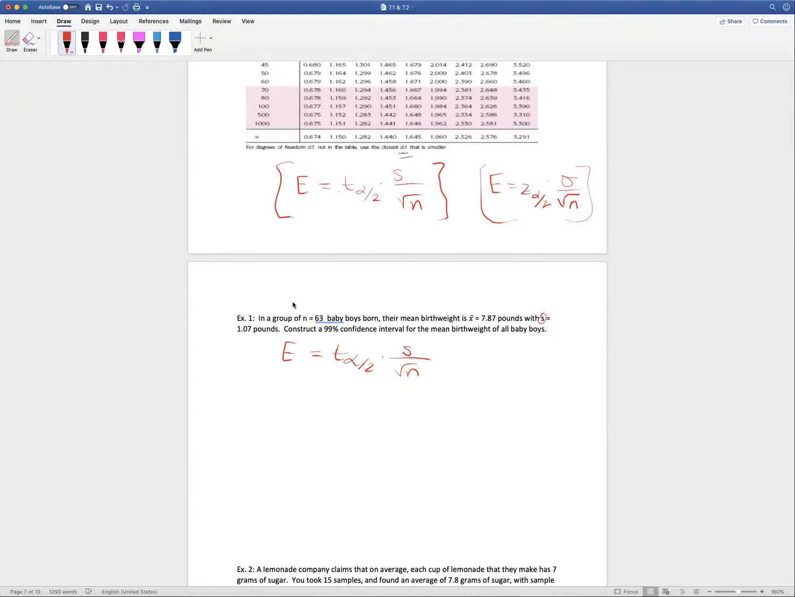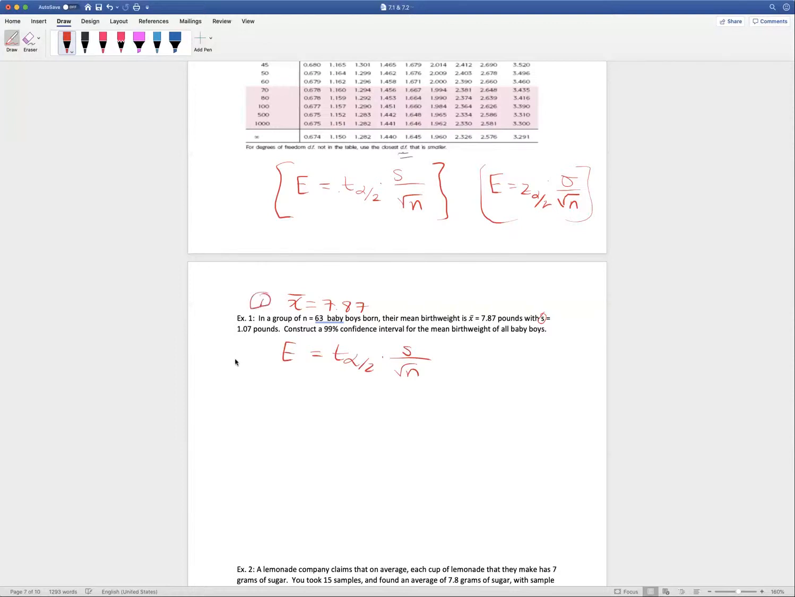Well, before we get there, the first thing you should know is that our best point estimate for this is 7.87 pounds, right? That's the information that we have. So we're going to use the fact that the mean is 7.87 pounds to help us figure out what the true population weight of all baby boys could be. Okay, so let's figure out what the error is.